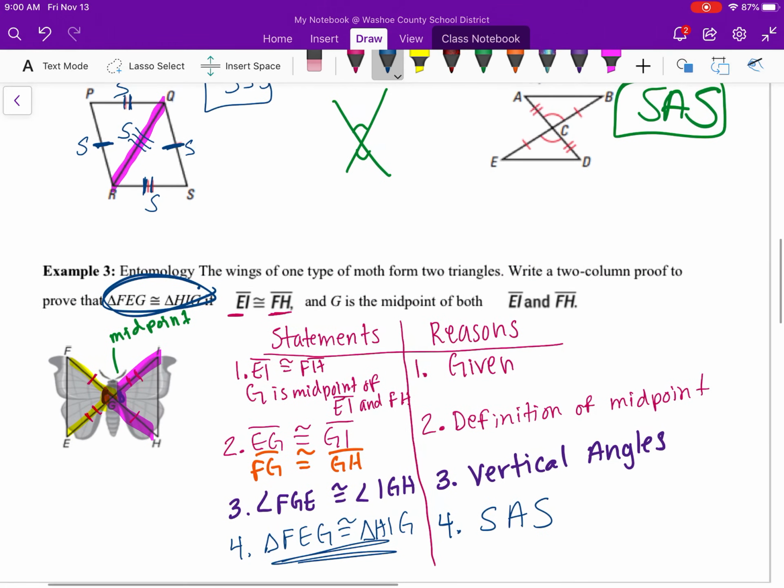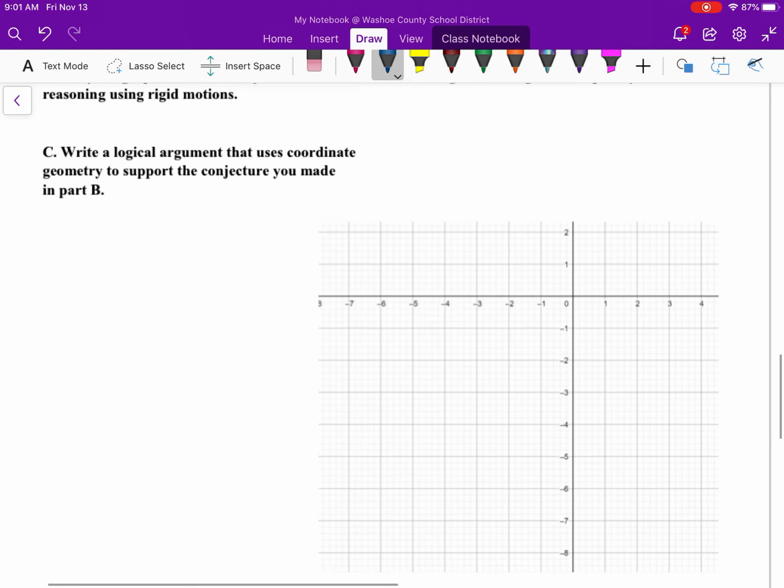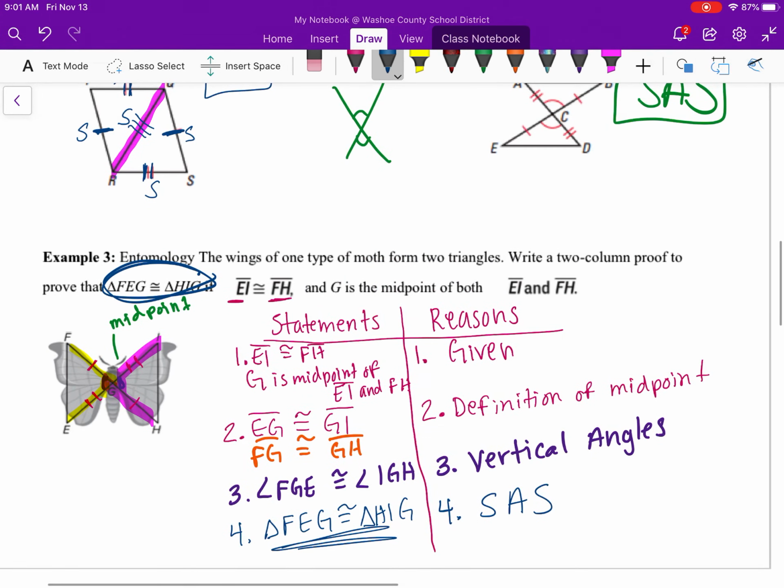And we're actually going to stop here for the notes for 4.3. We are not going to go on to the back. So from here, you should be able to do your practice.